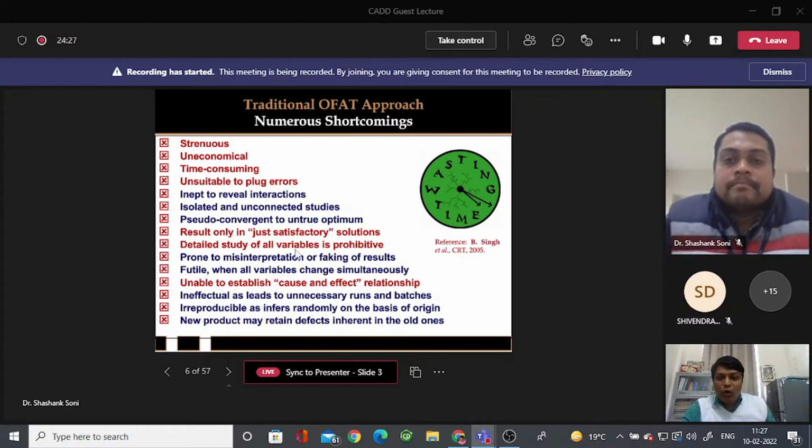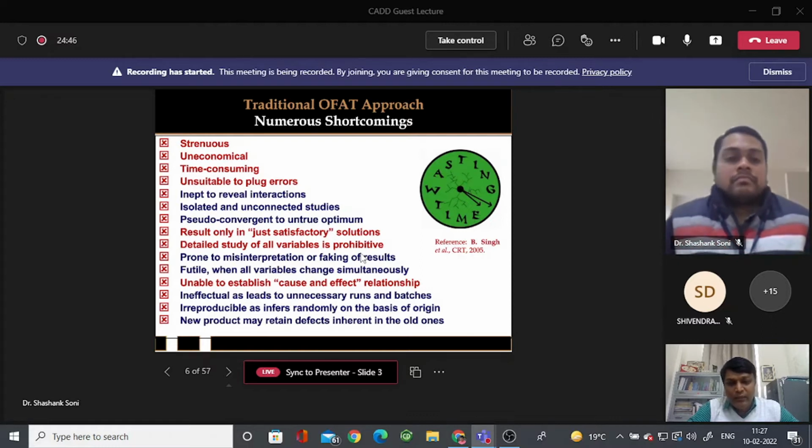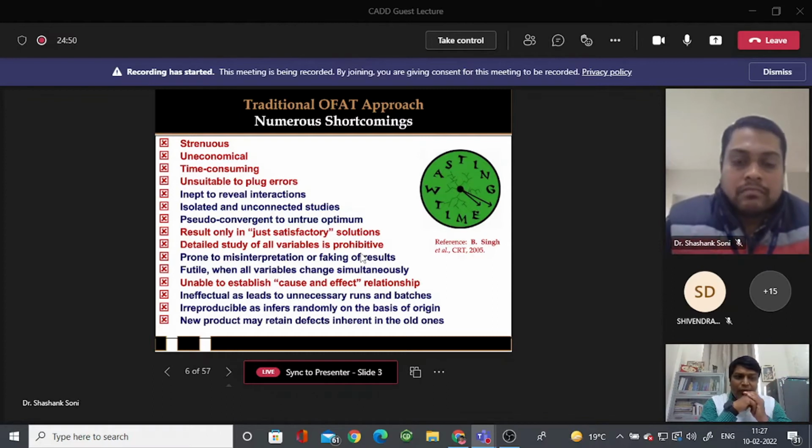Detailed study of all variables is prohibitive. You're not able to understand all the variables in a mechanistic manner, prone to misinterpretation or faking of results because you are not able to understand the things properly. What happens? You are increasing the concentration of super disintegrant up to a level, and after that the disintegration time increases. ऐसे कैसे हो गया?